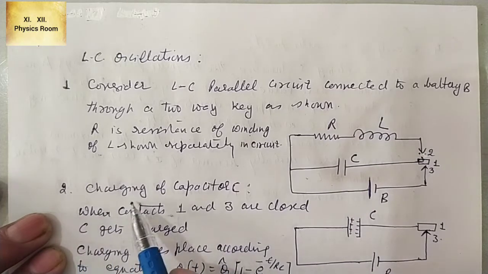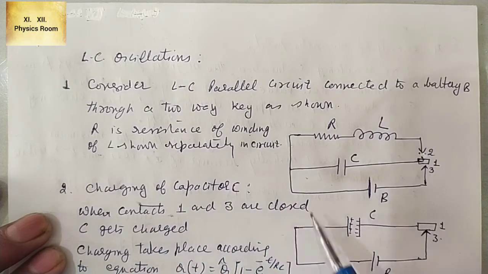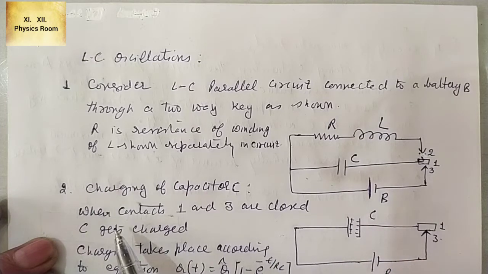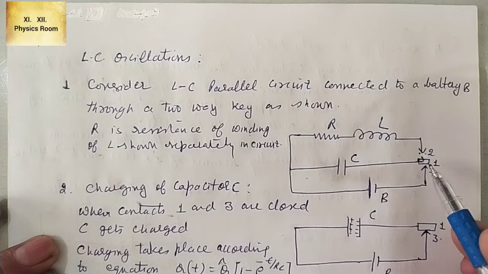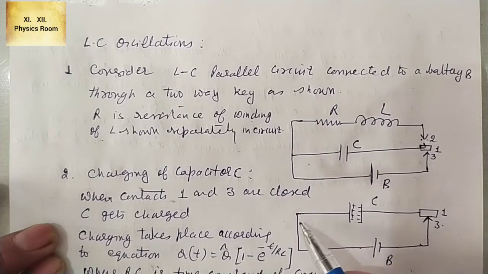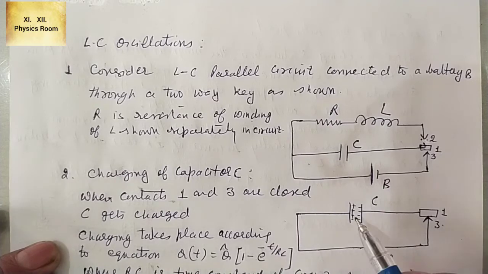Now second step, charging of capacitor C. We have to first charge it. So when contacts 1 and 3 are closed, C gets charged. With 1 and 3 closed, the circuit becomes like this. When 1 and 3 are closed, capacitor C gets charged.